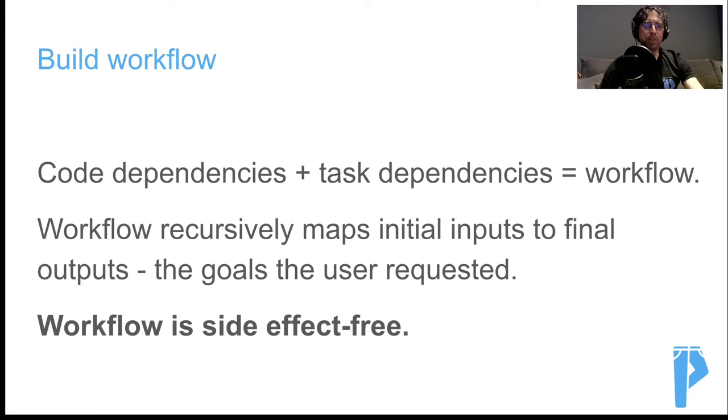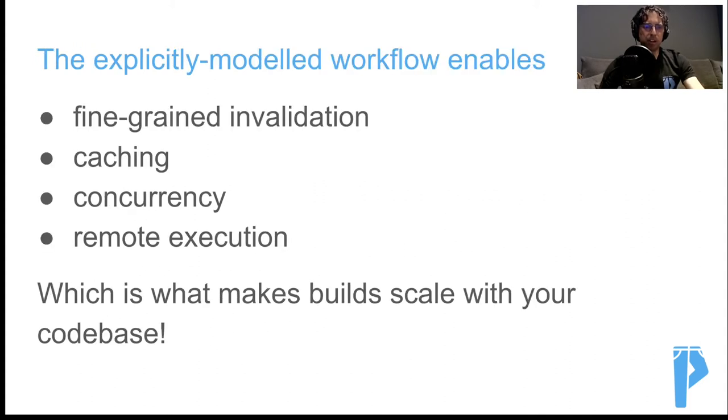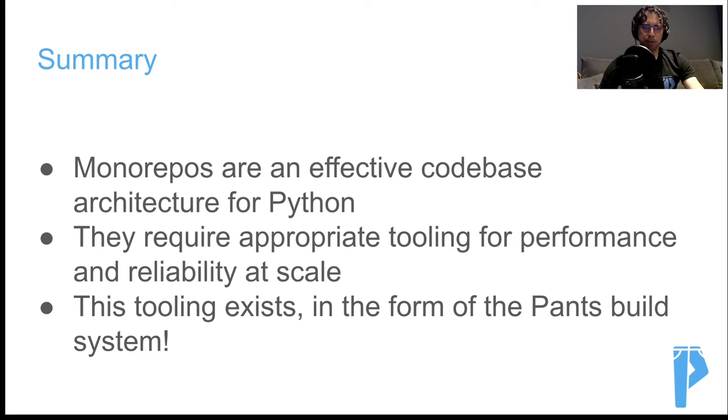And so that's how you end up with this workflow. The workflow recursively maps the initial inputs, files on disk, to the final outputs, which is what the user requested. And the important thing is that this workflow is side effect free. And the explicitly modeled workflow is what enables those four properties that I mentioned earlier, which provide speed, but they also provide stability. And so this structure of how these tools work, and the fact that instead of relying on files being magically at certain locations on the file system, the tools explicitly model an input-output based workflow, is what allows your build to be fast.